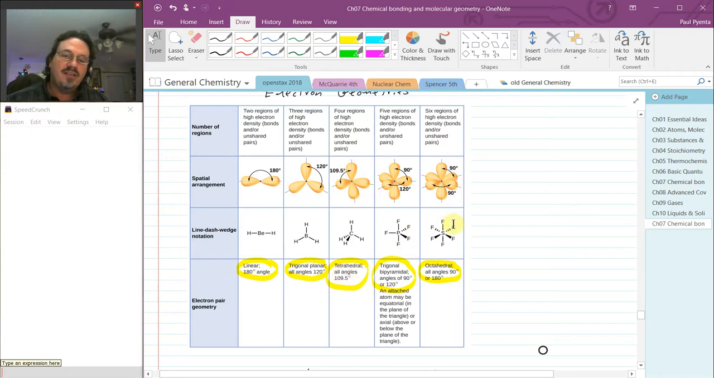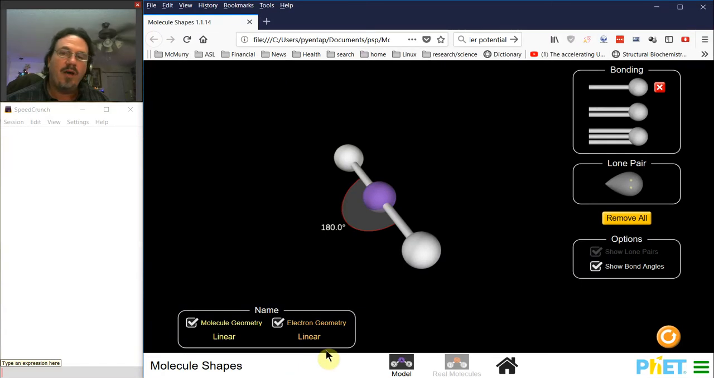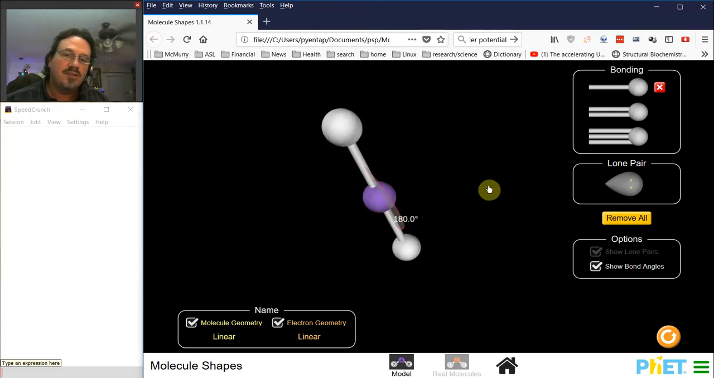Here's 5 things and 6 things. Before I jump to there, let me show you a PhET thing here, which is really helpful to see what these things are. We just did the first 3. We did linear, and that's what I've got right here. I've got this purple right in the middle, and I've got 2 things that are coming off of it, right?